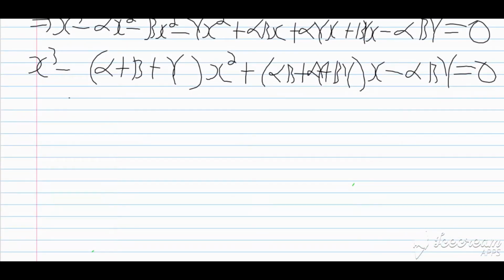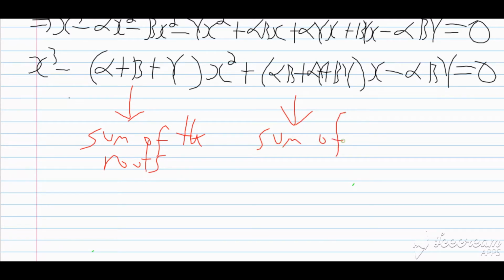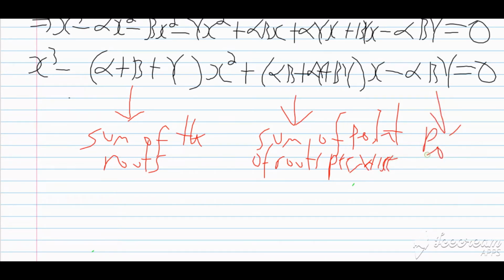Now notice what we have here is what we call the sum of the roots. Here we have the sum of product of roots pairwise, because they are in pairs and we're adding them. And over here we have the product of the roots.